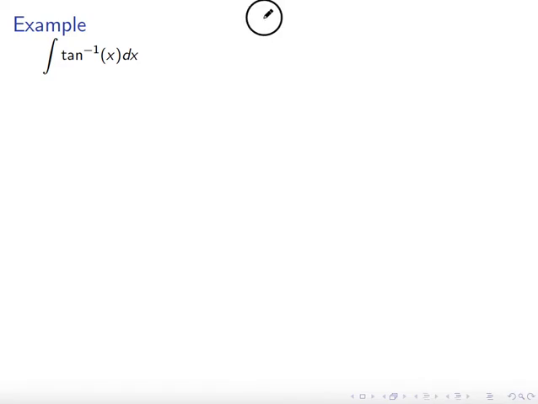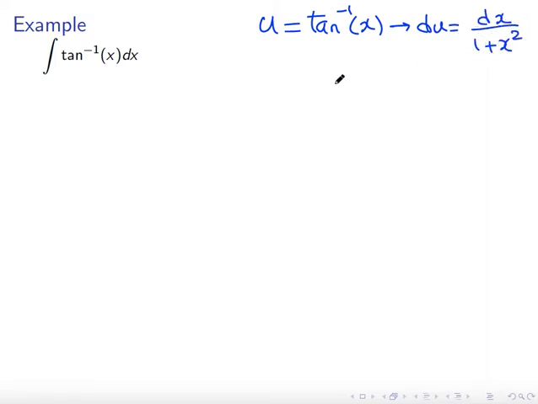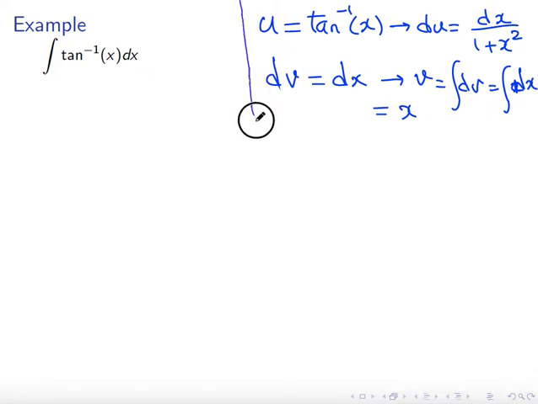So here you let u be tan inverse of x, and it means du is dx over 1 plus x squared. Then you let dv be dx, or 1 multiplied by dx, the one which is here and is invisible, so I'm not going to write it. It equals dx, and this means v equals the antiderivative of dv, which is the antiderivative of dx, and that equals x.